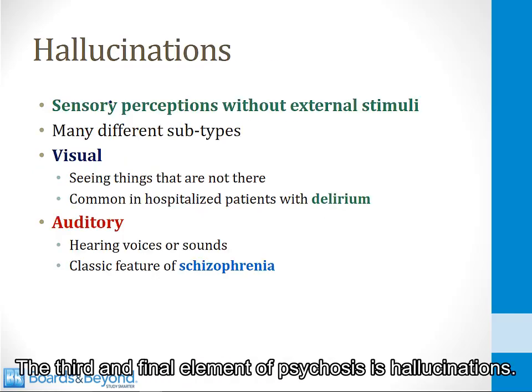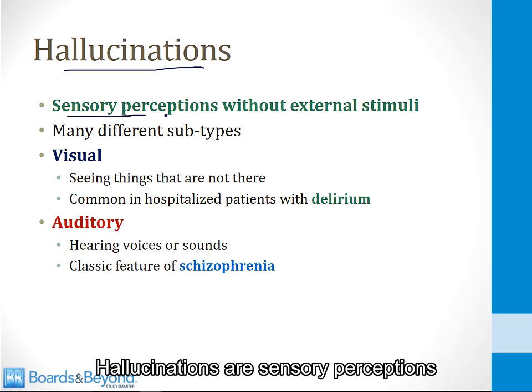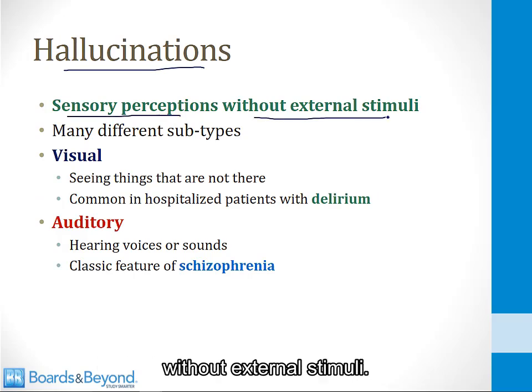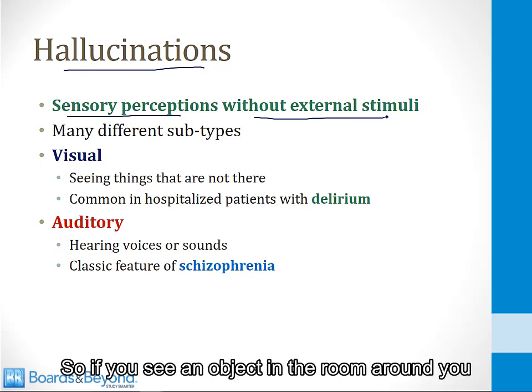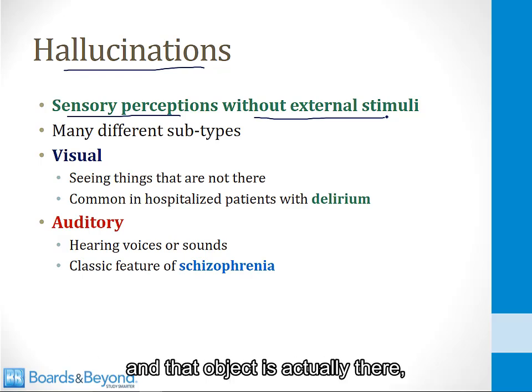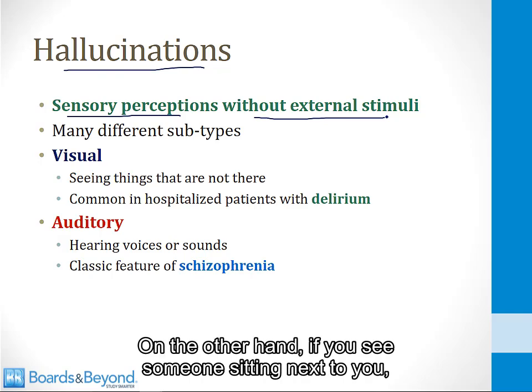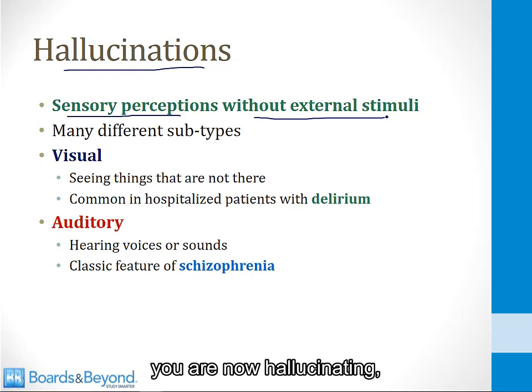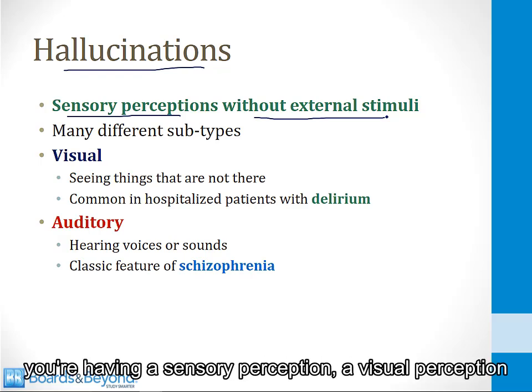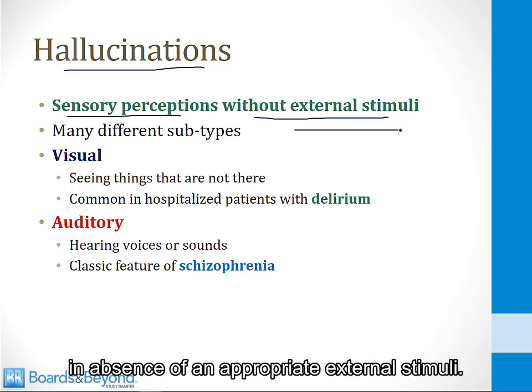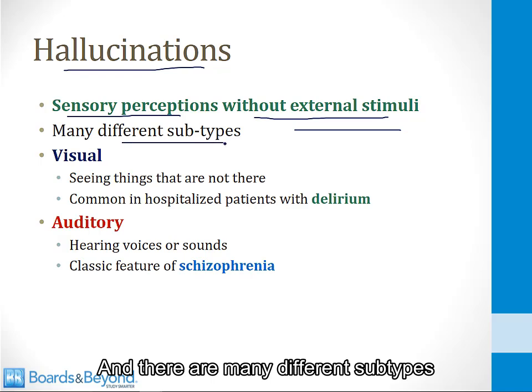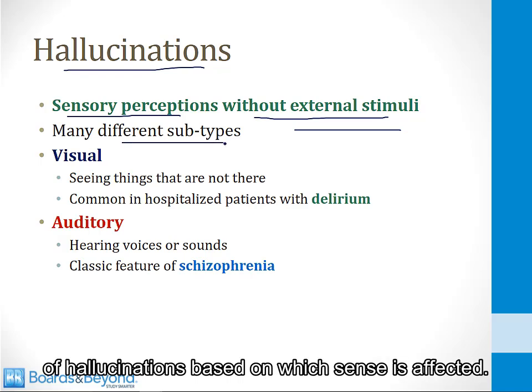The third and final element of psychosis is hallucinations. Hallucinations are sensory perceptions without external stimuli. So if you see an object in the room around you and that object is actually there, that's not a hallucination. On the other hand, if you see someone sitting next to you but there's no one sitting next to you, you are now hallucinating. You are having a sensory perception, a visual perception, in absence of an appropriate external stimulus. And there are many different subtypes of hallucinations based on which sense is affected.